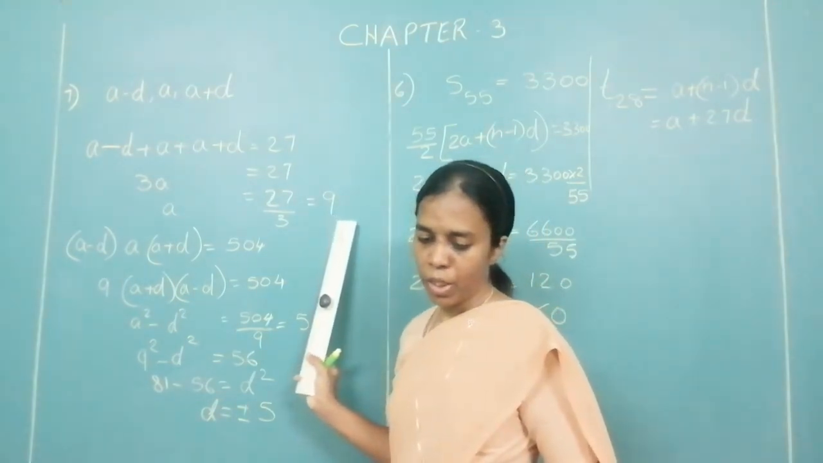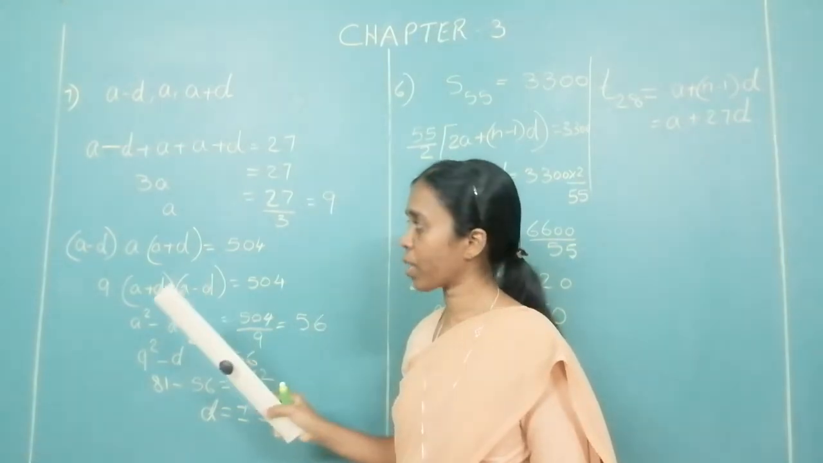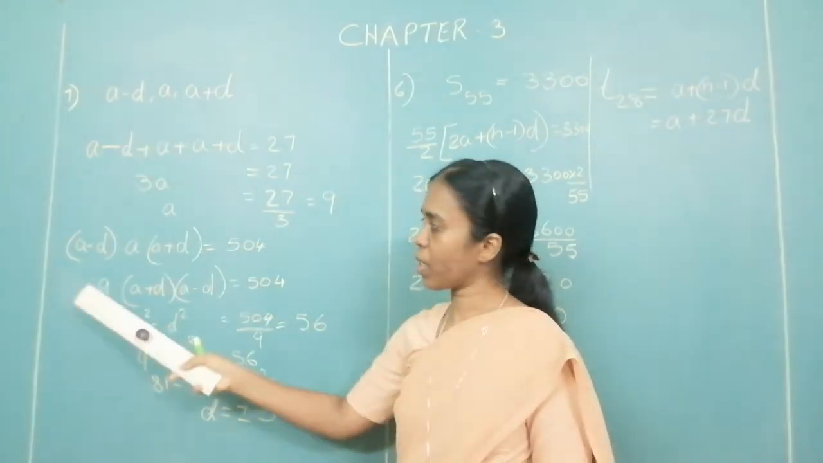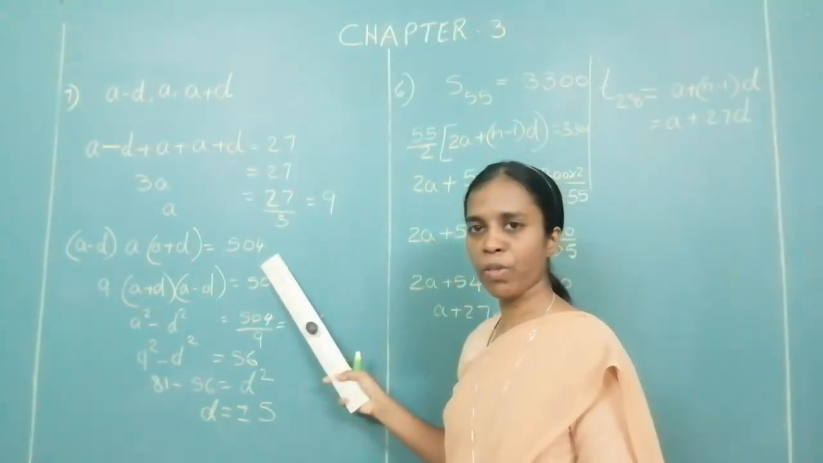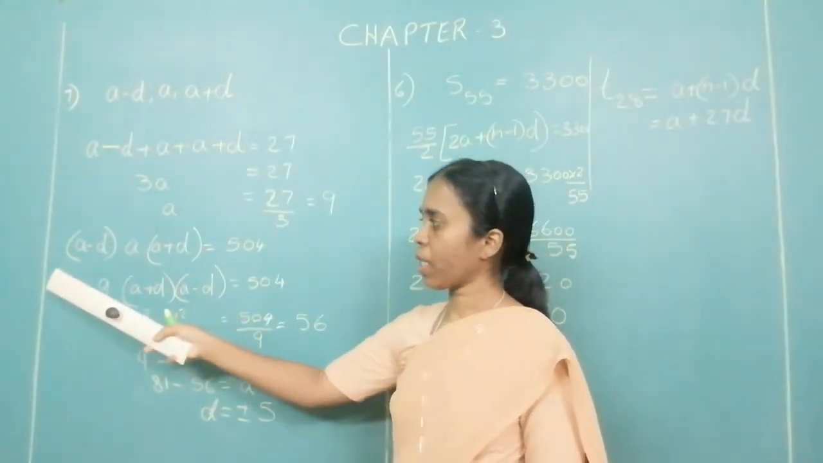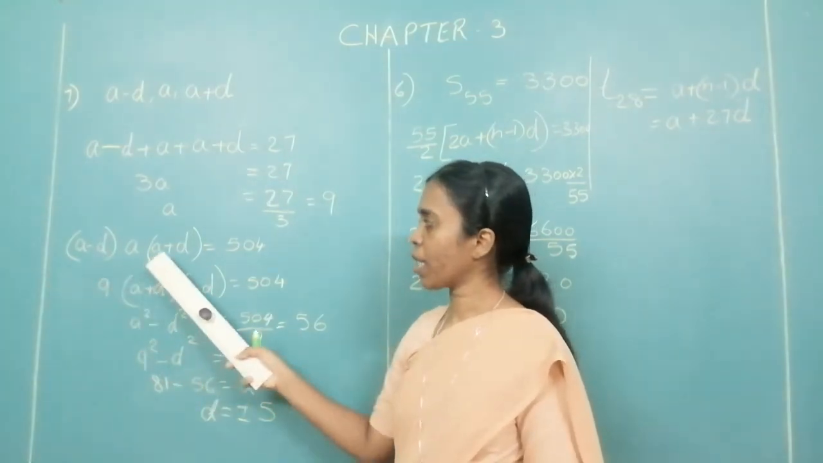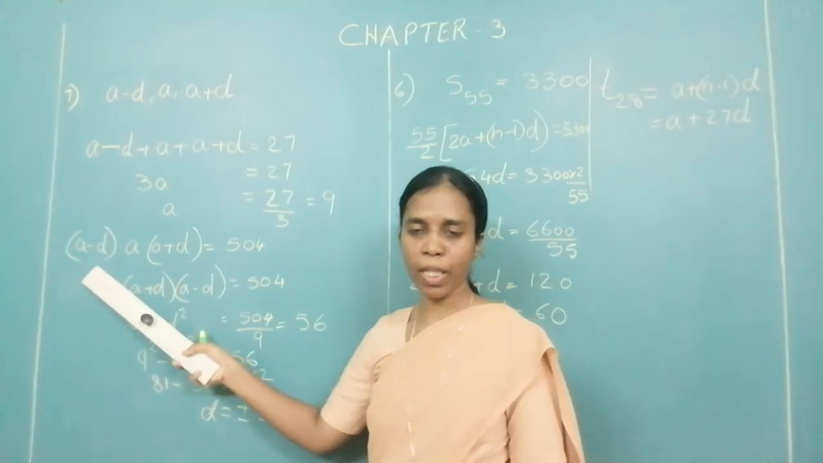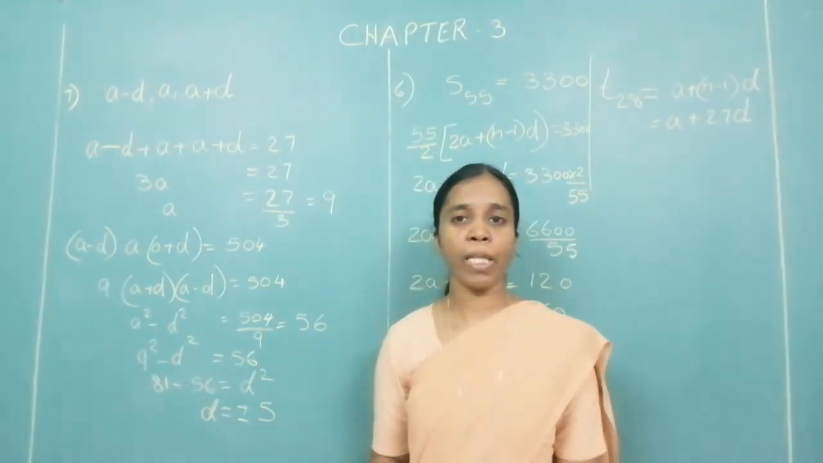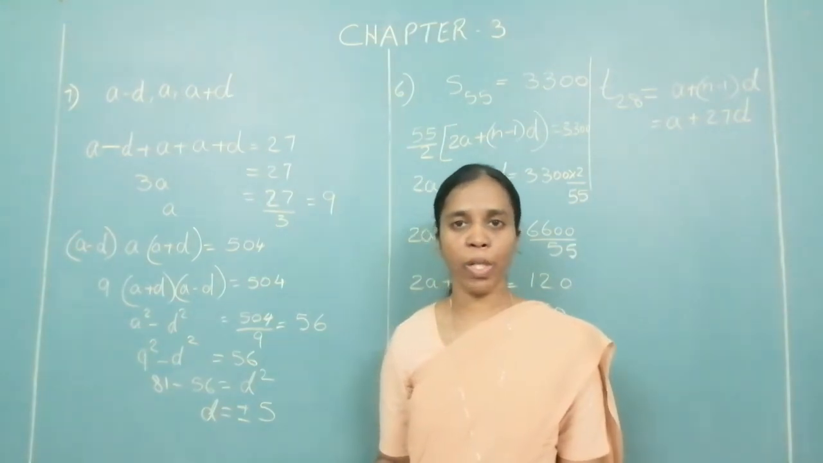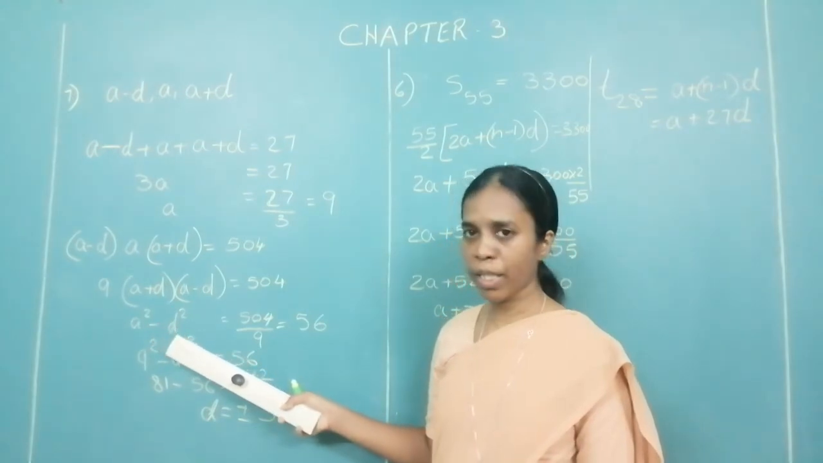What is the second condition? And the product is 504. Product means multiplication. So a minus d, a, a plus d is equal to 504. Take a first. a is how much? 9. Now what do you have over here? a plus d into a minus d. This is in the formula form of a plus b into a minus b, which is equal to a square minus b square. So you have a square minus d square.